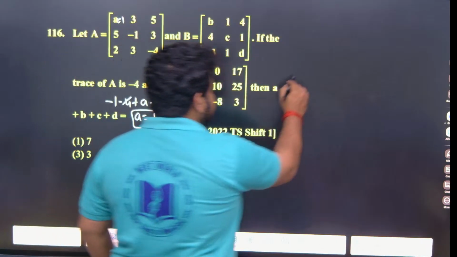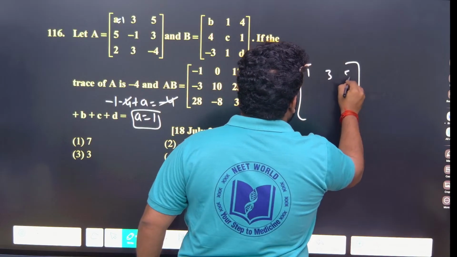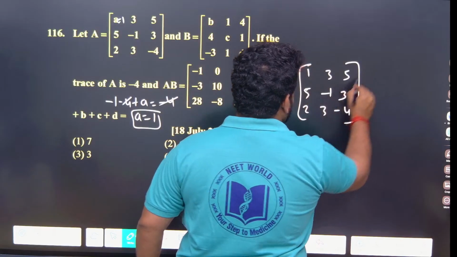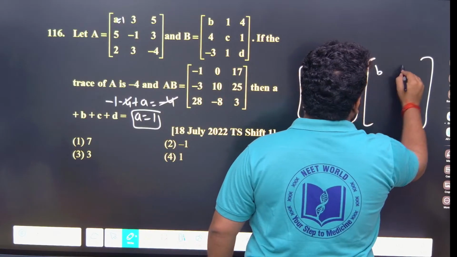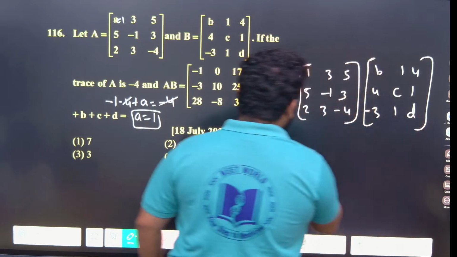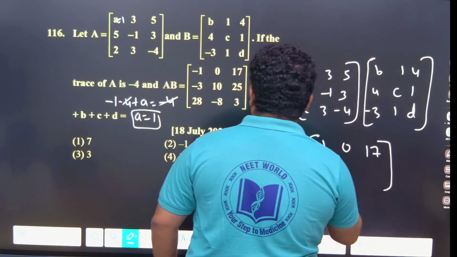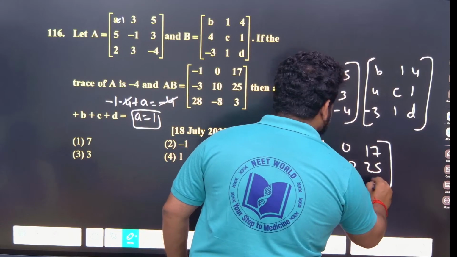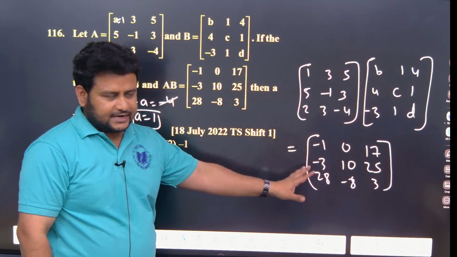Now first let me write down A. Matrix A is what we got: 1, 3, 5; 5, minus 1, 3; 2, 3, minus 4. What about B? B is B, 1, 4; 4, C, 1; minus 3, 1 and D. This is equal to the product we are getting: minus 1, 0, 17; minus 3, 10, 25; 28, minus 8 and 3. You don't have to write it down, I have written it here for your reference. Already it is there, no need to write again, just multiply this.